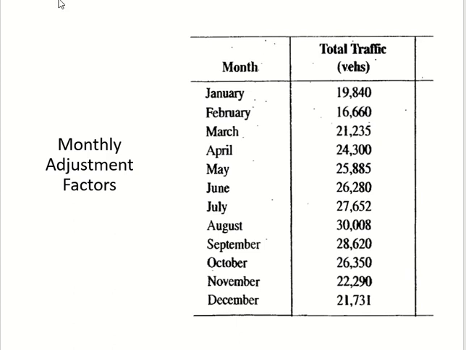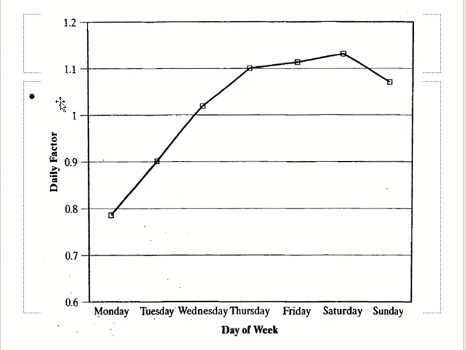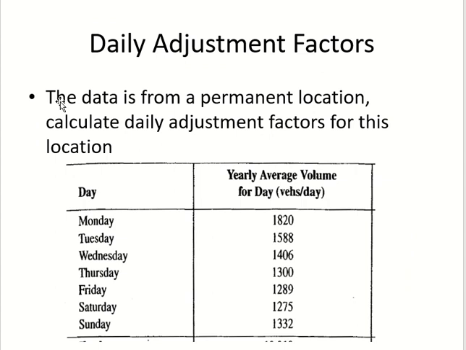Then we looked at this example. We were given the average for each day of the week. So what was the first thing we did here? What did we calculate here? AADT. And how did we calculate AADT? You just take the average of these 7 values, and you get AADT.